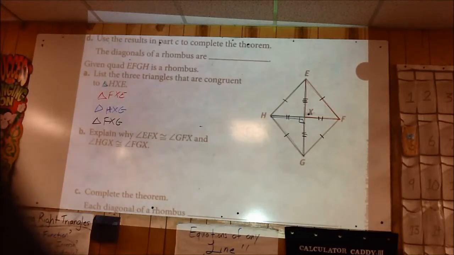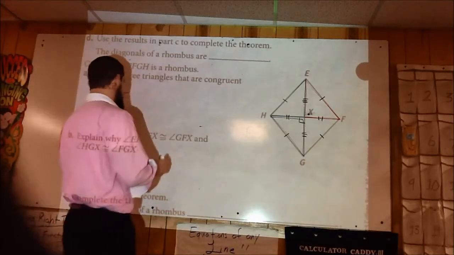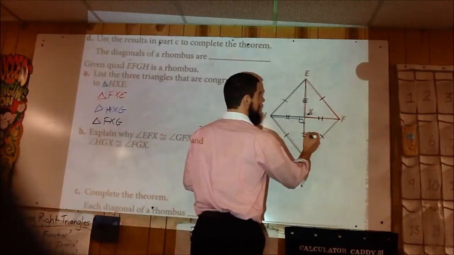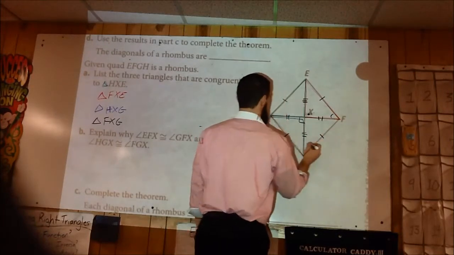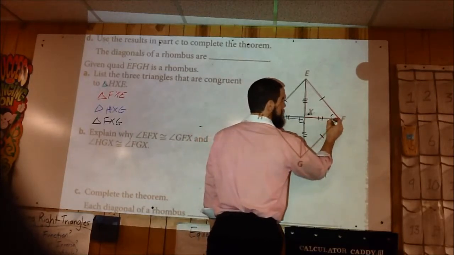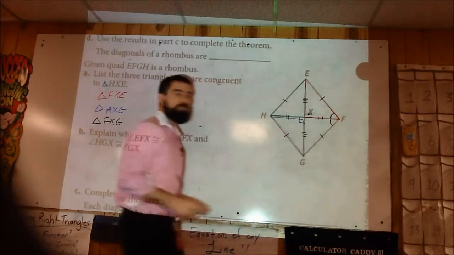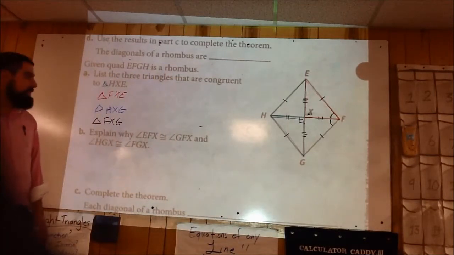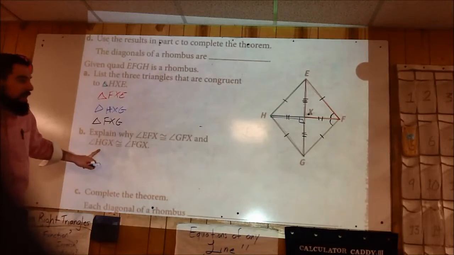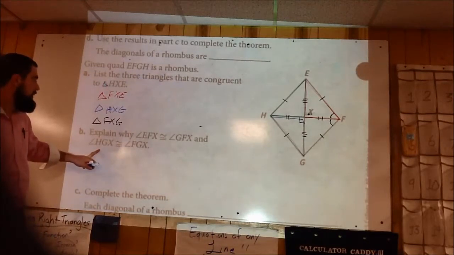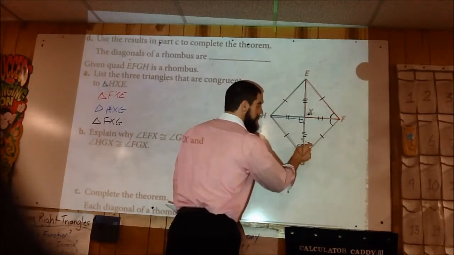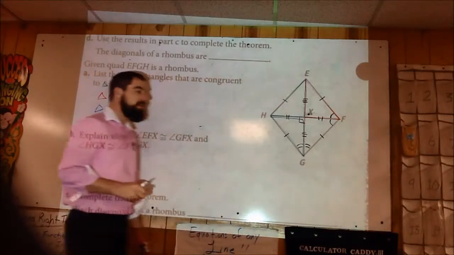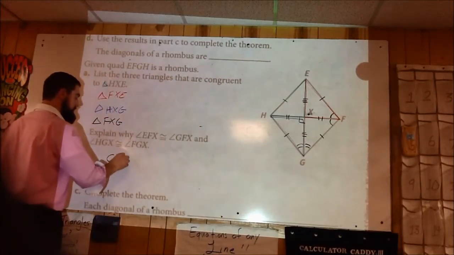Cool. Explain why angle EFX is congruent to angle GFX. So we've got EFX, that guy, and why are these two congruent? CPCTC. Same thing with HGX and FGX. Because if you can prove those two triangles are congruent, that means all the corresponding parts are congruent as well. So CPCTC.